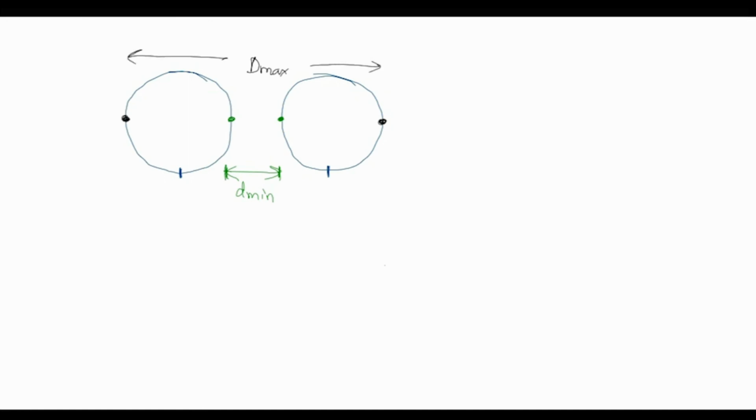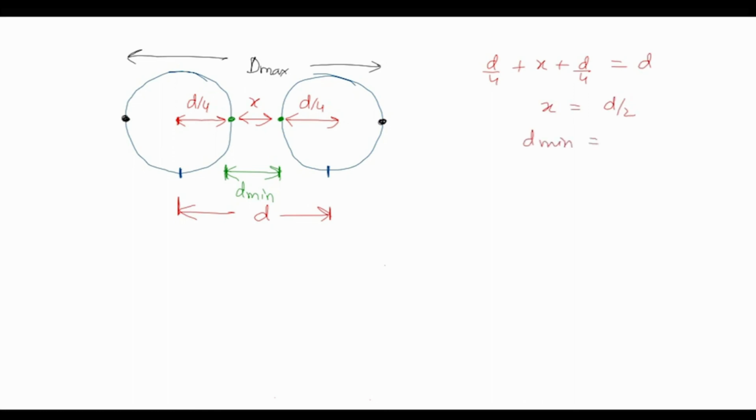Now the problem is telling us that the initial separation between them is small d, and the radius in which it is moving is equal to d by 4. So we are taking this distance as d by 4 and this distance as d by 4, and hence I can say that the minimum distance between them will be this parameter, that is equal to x. So from here I can write that d by 4 plus x plus d by 4 must be equated to d, so x is equal to d by 2. So d minimum, or the minimum separation between them, will be d by 2.